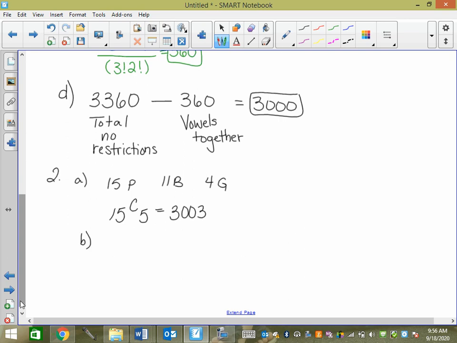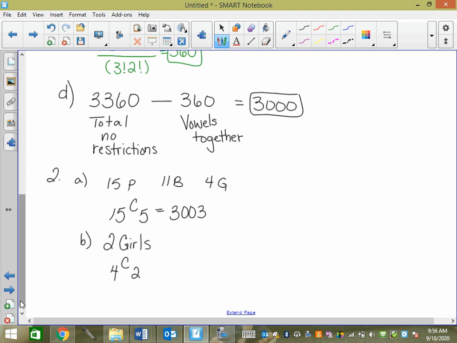B says exactly 2 girls. People will say 4C2 and give me that answer, which is not right because my subcommittee needs to have how many on it? 5. Just like if I did a 5-card hand and it said 4 queens, I would have to add 1 other. Card hands come up too in tests. So remember that you always have to have the 5-card hand, or in this case, the 5-person committee. Right now I have a 2-person committee.